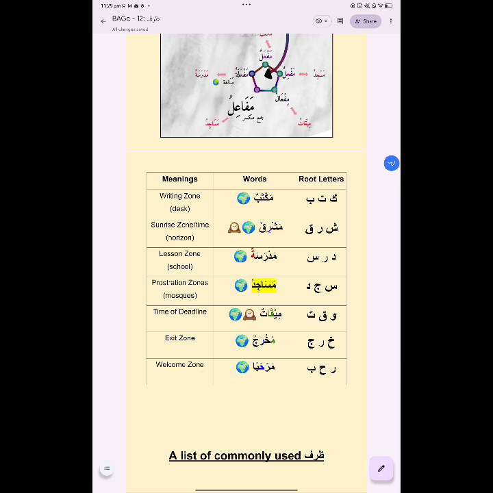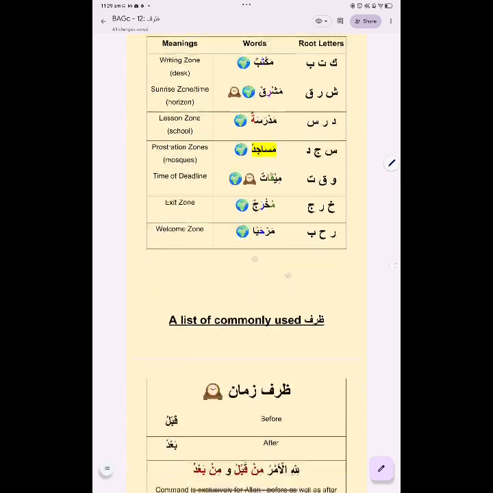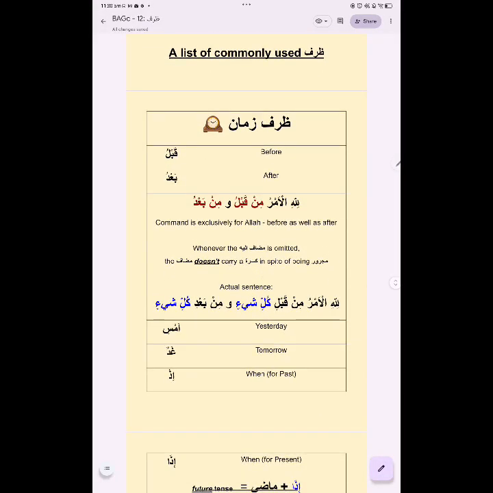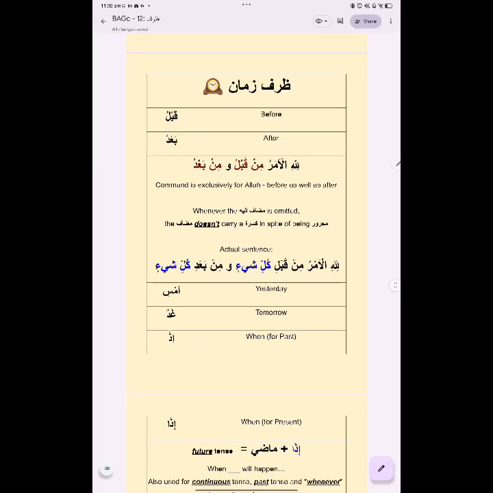So these are just a few examples, and now we arrive at the last part of the lesson, which is the list of commonly used zarf. Now, I'm not going to go into a lot of detail to explain these words because most of these have their ample explanations written here, and by this time you should already know quite a lot of these things that are already written here.